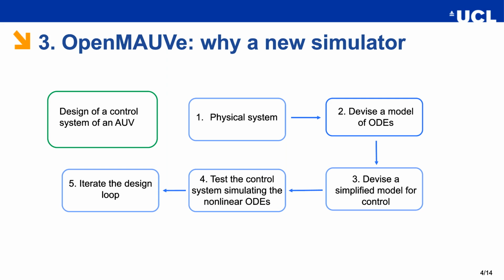You then come up with a system of ordinary differential equations, which are usually 6 or 12 ODEs for traditional AUVs and ROVs modeled as single rigid bodies. Following, oftentimes, a simplified model for control purposes is devised, usually by linearizing the nonlinear dynamics. And at this stage, the full nonlinear system of ODEs is implemented in a dedicated environment, and the control system is tested in the simulator.